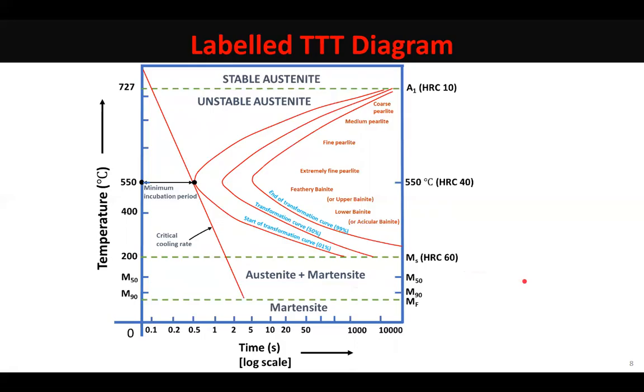So I think you have got at least some idea as to what a triple T diagram is, how we construct it, and what the different regions marked in it are. In the next session, I'll again take up this labeled diagram, and then I'll show to you how a triple T diagram is actually used to our advantage to understand the microstructures which would have developed in the steel under different types of conditions, right?